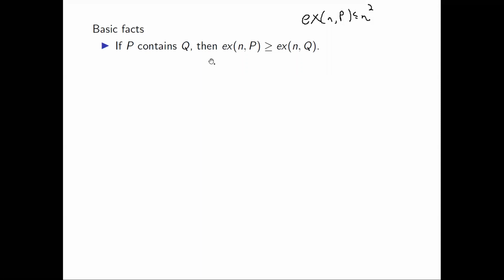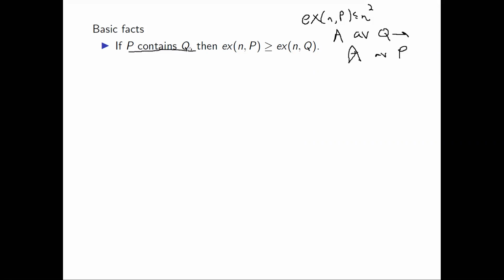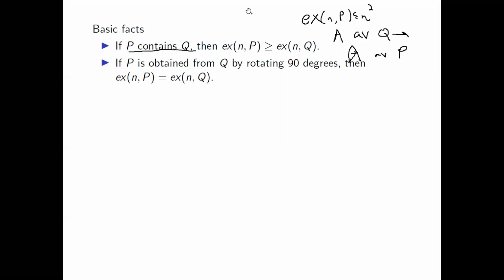And here's another basic fact. If P contains Q, then we can say always that the extremal function Ex of n comma P is at least the extremal function Ex of n comma Q. That's because if we had some n by n 0, 1 matrix A that avoids Q, then that implies that A must also avoid P, since P contains Q. And we can take this A matrix to have Ex of n comma Q ones.